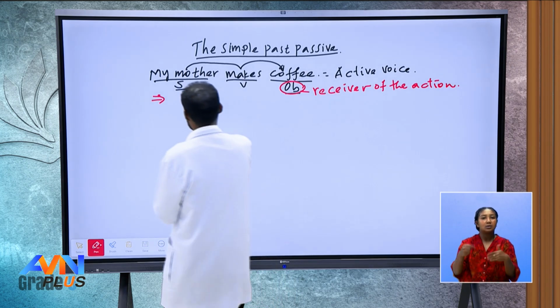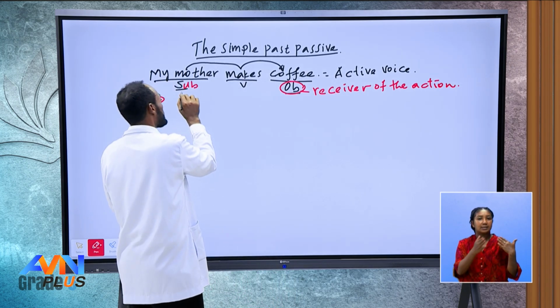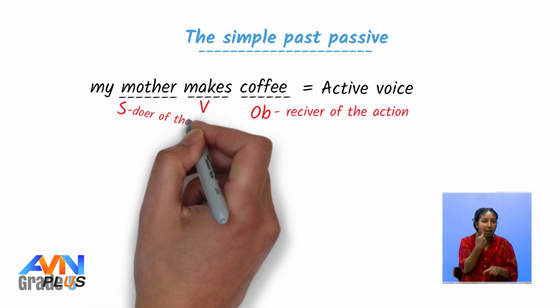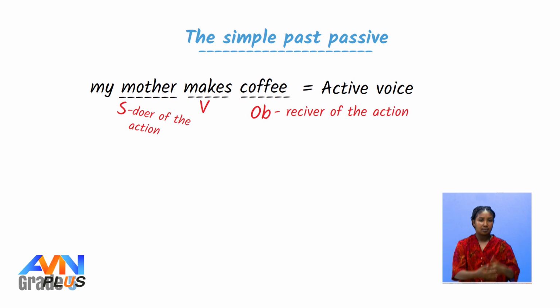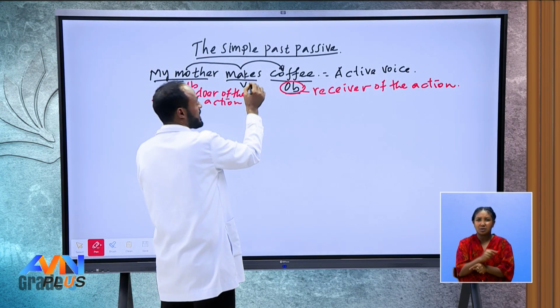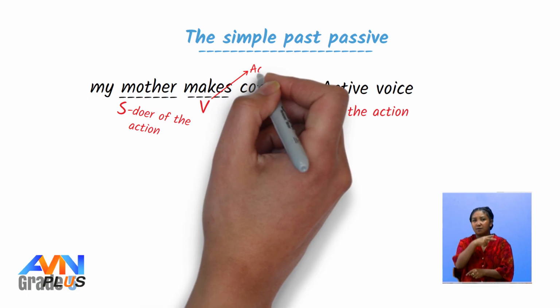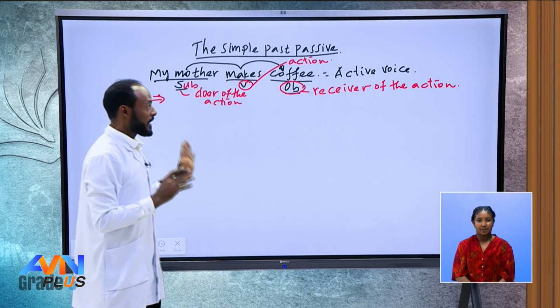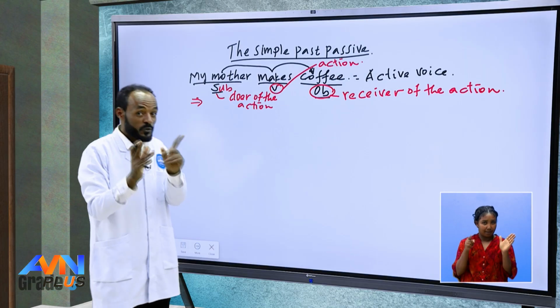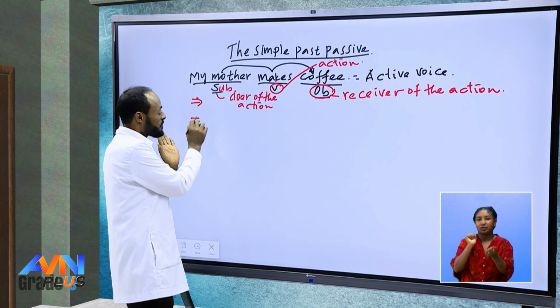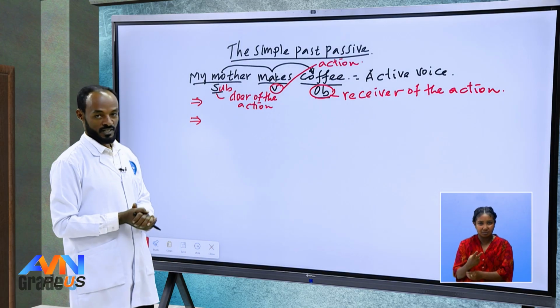So what about the subject here? Subject. This is the doer of the action. So what does it mean when we say action here? Verb is what? Verb is here, action. I hope it is clear. If you get this point, now we will change into passive voice. Then it will be easy.